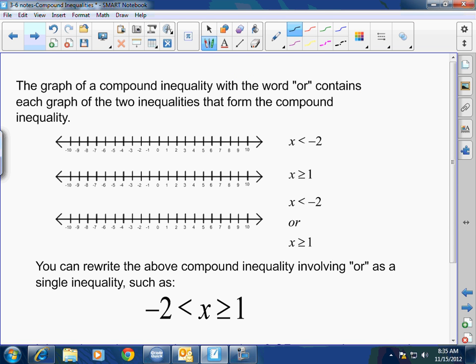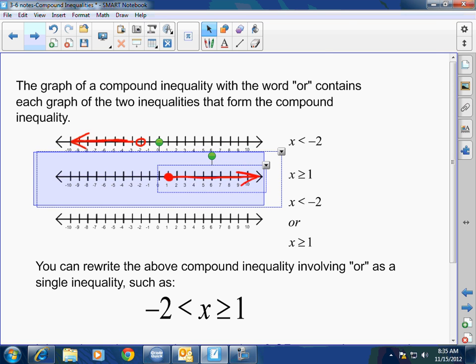Now the or: the graph of the compound inequality with the word or contains each graph of the two inequalities that form the compound inequality. Let's look at this one individually and then we'll put it together. X is less than negative 2, open circle to the left. X is greater than or equal to 1, closed circle to the right. Let's put them together. X is less than negative 2 or x is greater than or equal to 1.